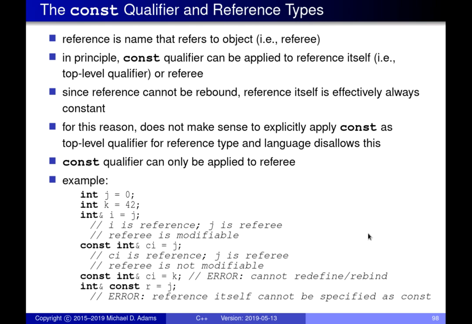So when we're talking about references and whether to include a const or not, really what we're talking about is the referee, the thing that's being referred to, because the reference itself is always const. It's baked into the language. You don't even type const. It just automatically is const.